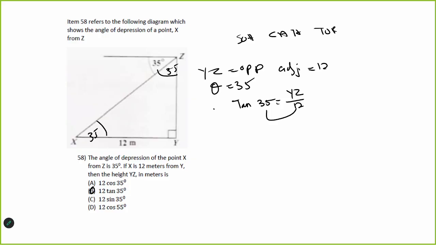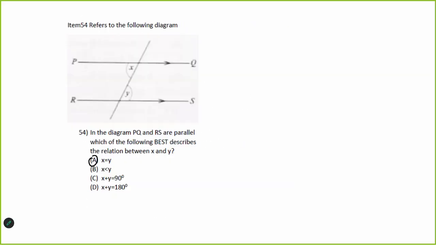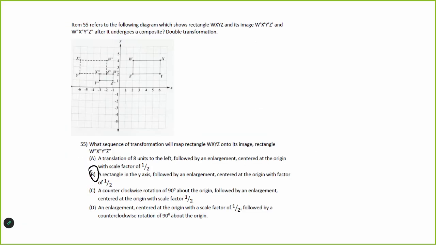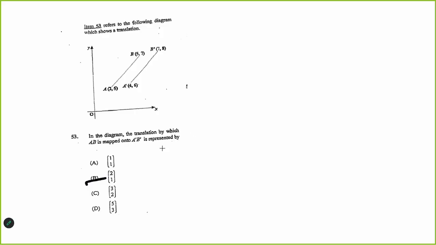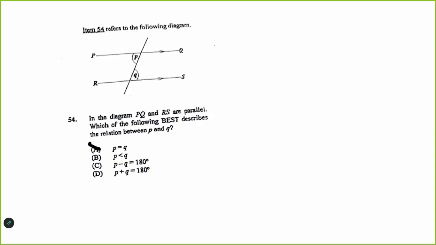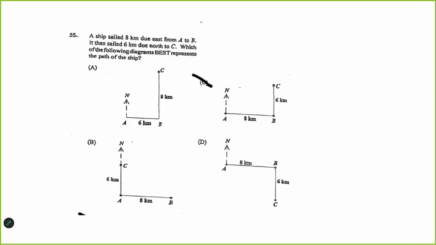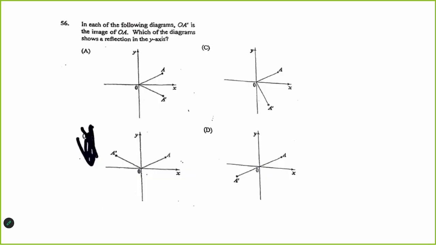And that's the end of January 2021. Let's look at January 2020. Repeated question 2, 1. Repeated question, p equals q. This is a repeated question. It goes 8 to the north, 8 to the east, and 6 kilometers to the north. In each of the following diagrams, OA' is the image of OA.